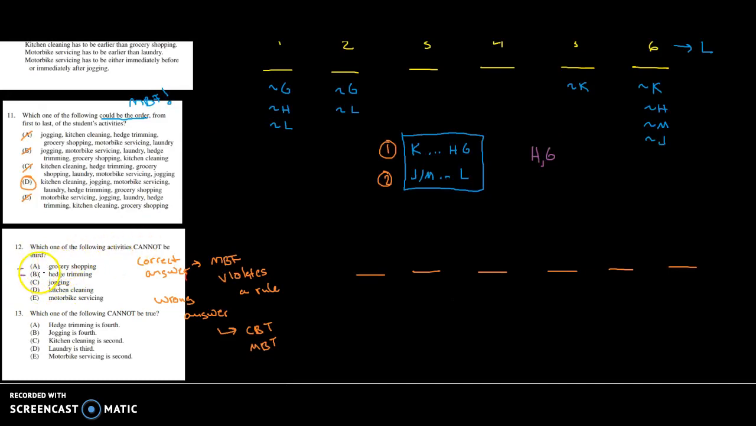Alright, so if we say can't be true, let's try G on 3. Well, if G is on 3, let's just play this out real quickly. Again, I know I'm taking a lot of time on this.